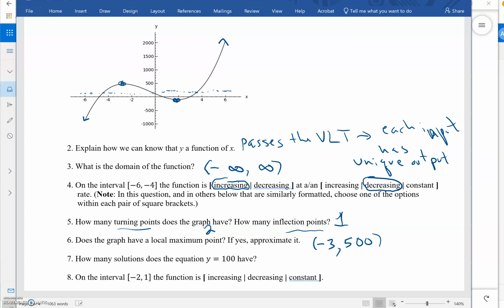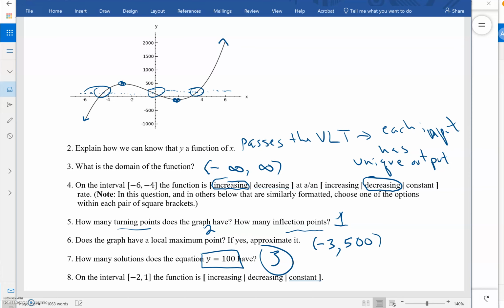How many times does this dotted line intersect the curve? So we have one time here, one time here, and one time here. So that's 3 intersections. And each one of those intersections is a solution to this. The idea being, y is this function. So basically it's like, set this function equal to 100, and how many solutions will you have? Well, you will have 3 solutions.